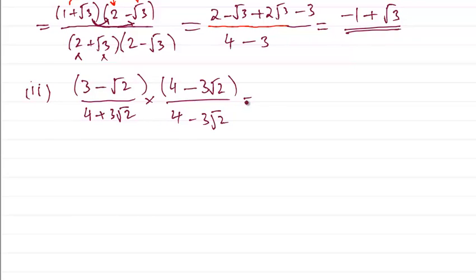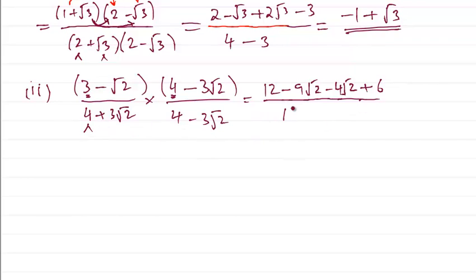Multiply the brackets in the top. 4 times 3 gives you 12. 3 times this gives you minus 9 root 2. Minus 2 times 4 minus root 2 times 4. Finally, root 2 times root 2 is going to give you 2. Then times 3, and you're going to make it plus 6.